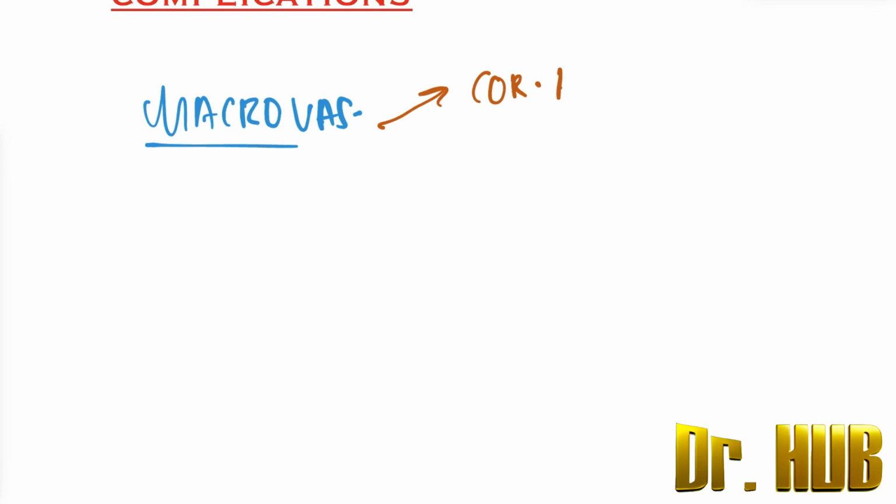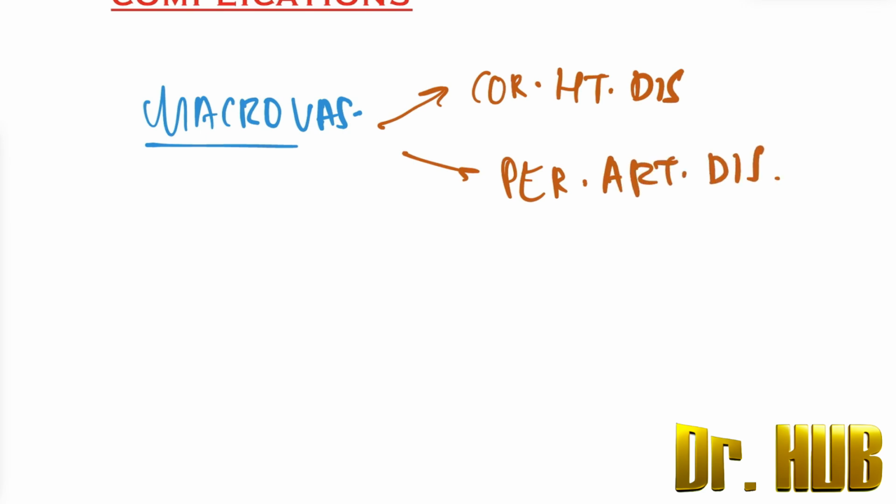Next we move on to the vascular, and this time it is going to be the macrovascular. So in the macrovascular, it includes the coronary heart disease as well as the peripheral artery disease and the cerebrovascular disease.